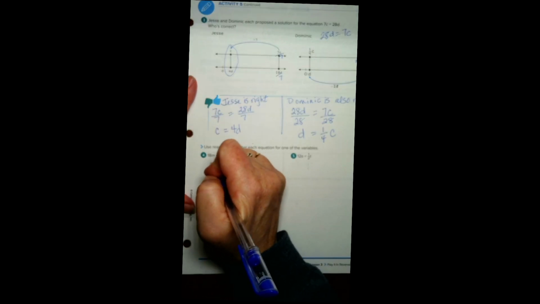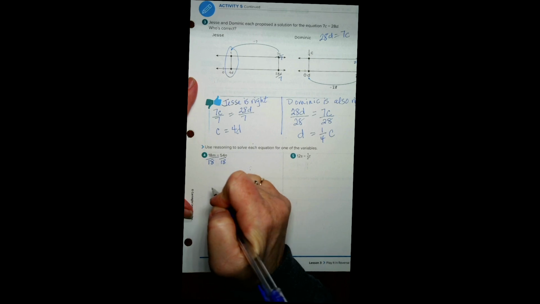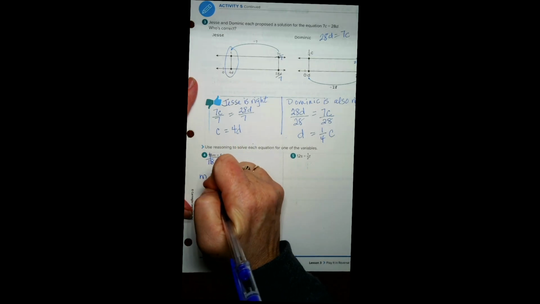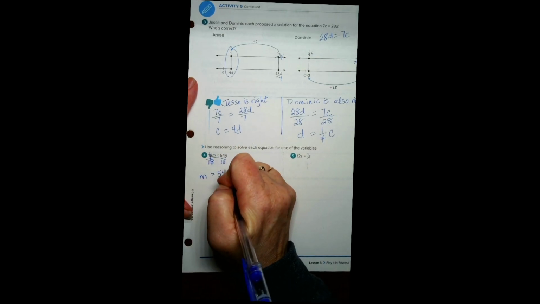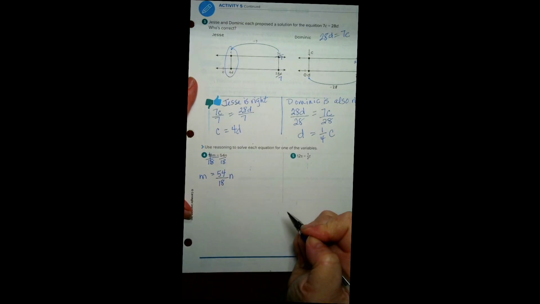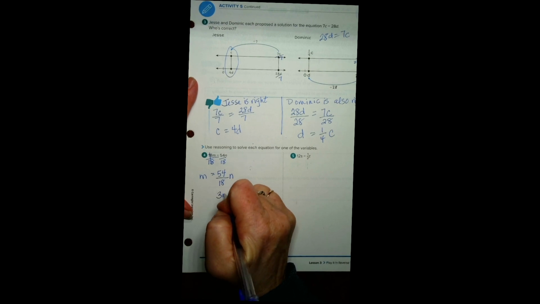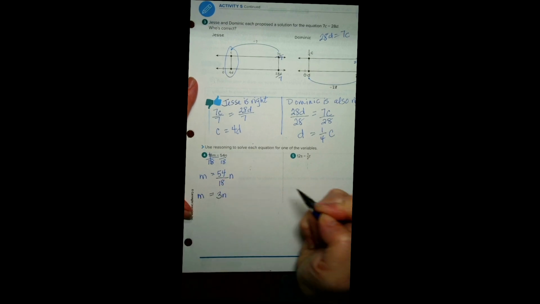Okay, well, maybe I'm going to solve for M, and I'm going to divide both sides by 18. So I would get M equals 54 divided by 18n. 18 goes into 54 3 times, so that would be 3n, so M equals 3n.